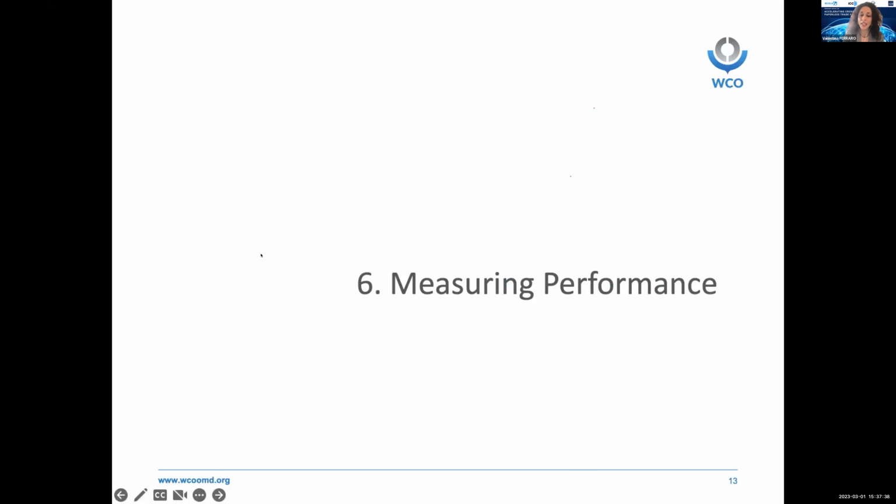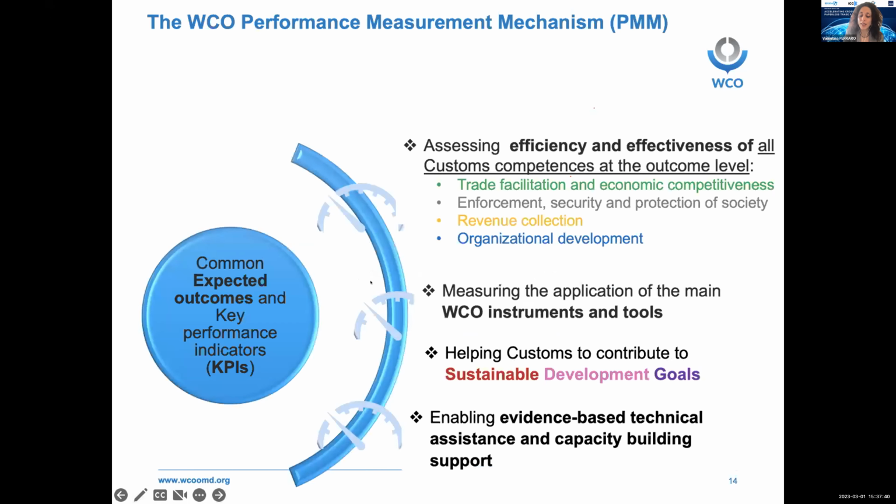Last point is on performance measurement. The WCO is launching the performance measurement mechanism to monitor and evaluate customs efficiency and effectiveness on all customs competencies: trade facilitation, enforcement, security and protection of society, revenue collection, organizational development. We are measuring also the application of our tools and instruments, and we are measuring that also at the level of impact, connecting this to the sustainable development goals.